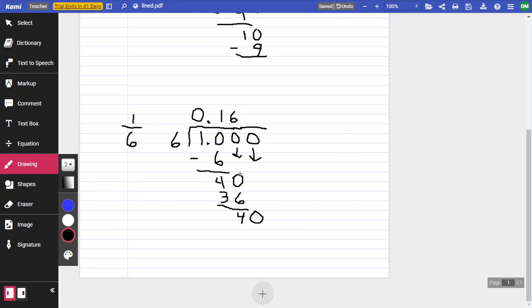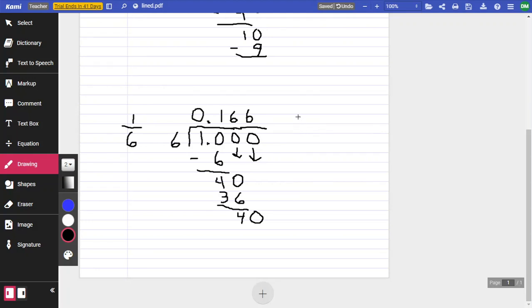So notice, we've got 40, we're going to get 36, that's going to leave a 4. We're going to have 40, going to get 36, that's going to leave a 4. So no matter what we do, we're just going to end up with 6's after that. But we aren't repeating the entire thing because we've got this 1 out front here that is not repeating. It only happens once. So we need to be careful where we put this bar.